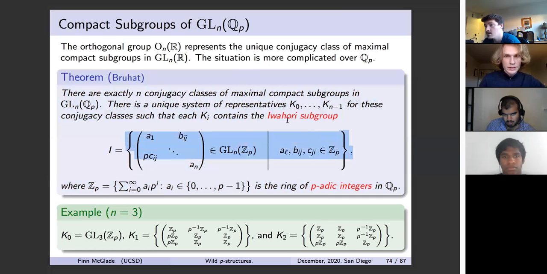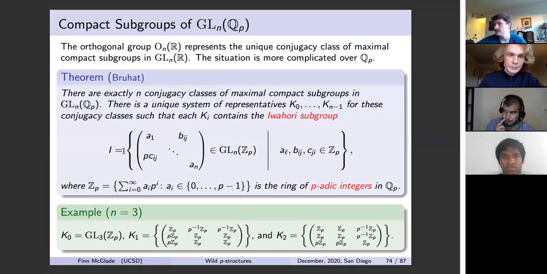So we'll see plenty of this subgroup in future, but the statement is that if you're interested in representing the n conjugacy classes of maximal compact subgroups in GL_n(Q_p), then you can find a unique system of representatives for those conjugacy classes such that each of the K's contains I. And I'm not going to actually tell you what these K's are. I'll just give you an example.